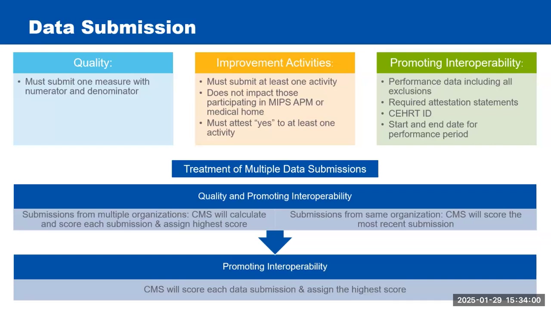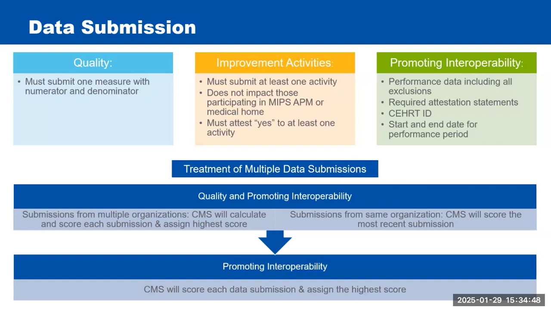For improvement activities, one activity must be submitted, and you must attest yes to that activity for that to count as a submission. Promoting interoperability would actually include all performance data as well as documentation or indicating any exclusions for any of those performance measures. A submission would also have to have attestation statements fully completed. The certification ID information would need to be included for an intentional submission, and then also reporting the start and end date for the performance period. Remember that 180 continuous days.